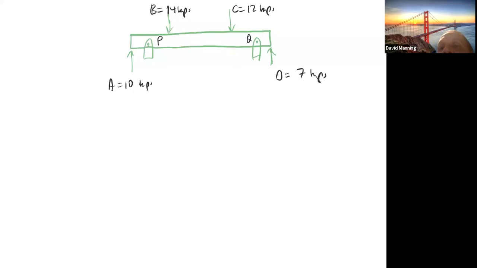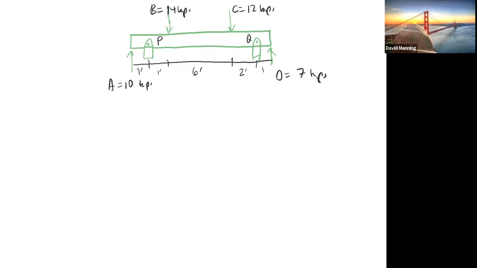And we'll give out some distances here. 1 foot, 1 foot, 6 foot, 2 foot, 1 foot. And what we're trying to find is the supports at P and Q. Now, they're pins, so they might be downward. So we have to do our math and make sure we're doing it correctly.